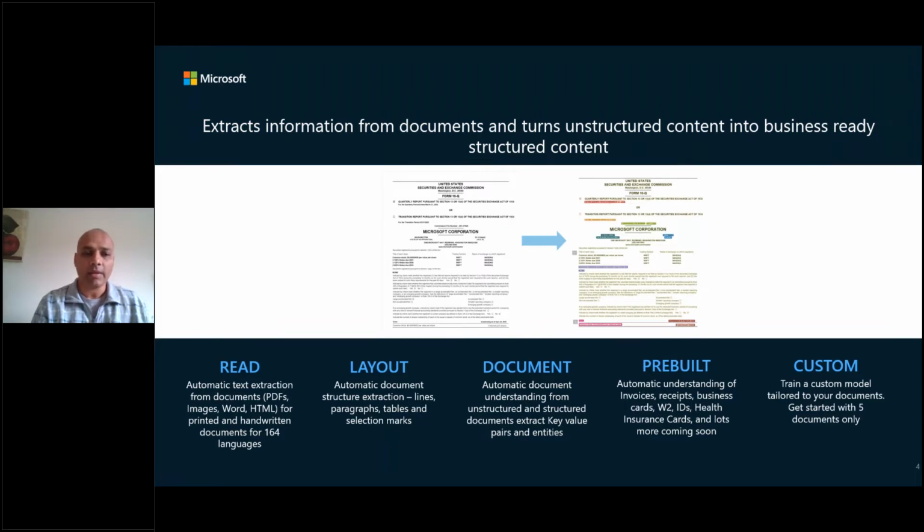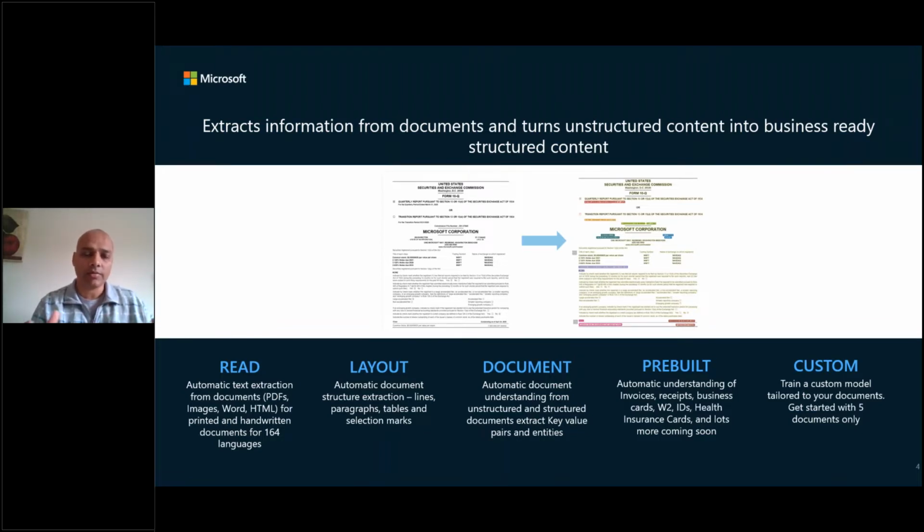The next level up from there is being able to extract not just the text, but also some amount of the structure contained within each of these documents, and that's the layout API. What the layout API allows you to do is extract not just the text, but structure as well. We also have a pre-built document API, which is targeted to extract key value pairs from each of these documents.